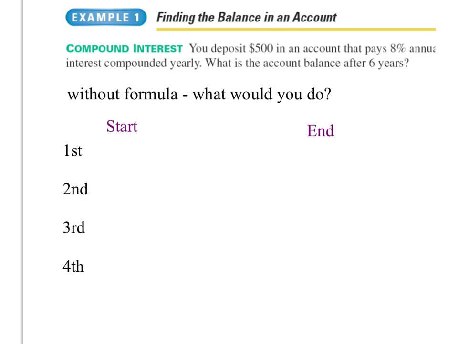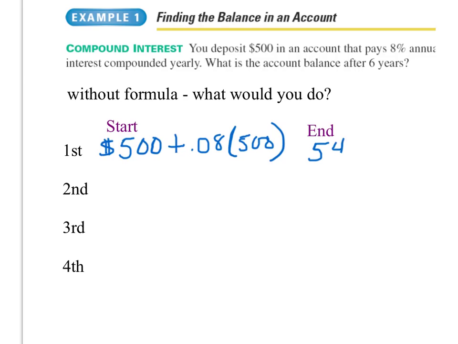So you start with $500 and have your calculator ready. Hit pause if you don't have it out. So you're going to start with $500. That's the beginning of the first year, but you get to add to that 8% of $500 throughout the year, and by the end of the year, calculate that, what would you have? So you'd have $540.